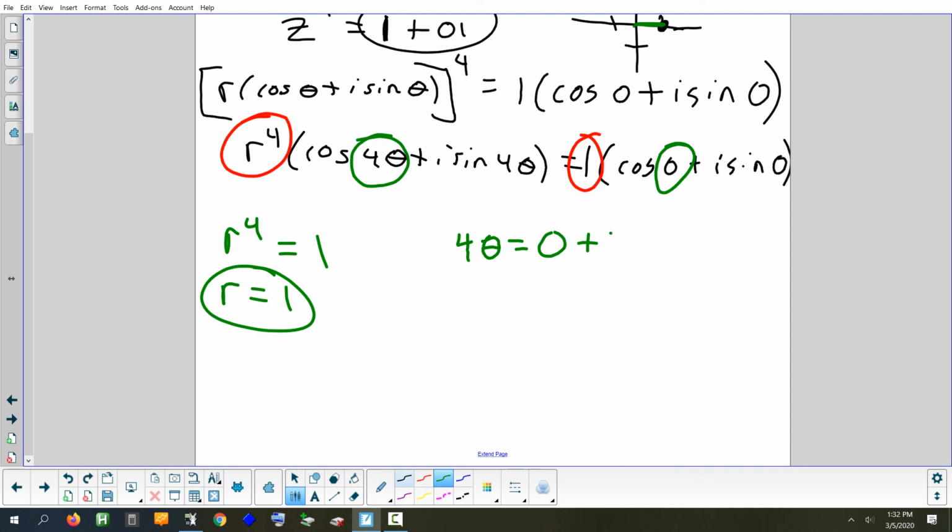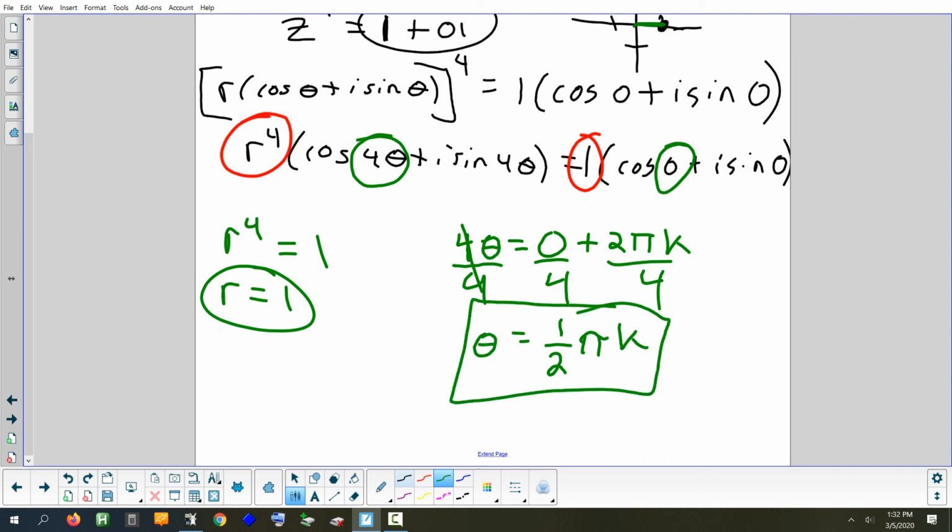No, pi. 2 pi k. And now solve this for theta and get theta by itself. So how would you get rid of that 4? Yep, just 0. So that's gone. So theta equals, what's 0 divided by 4? 0. So I'm not even going to write that. And then 2/4 is 1/2 pi k.